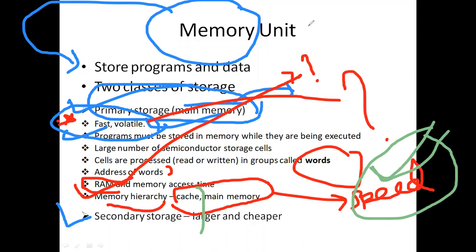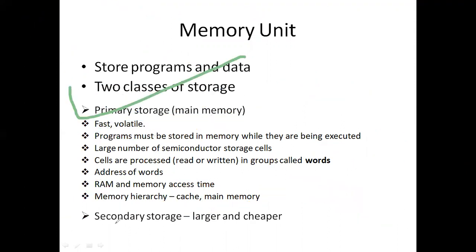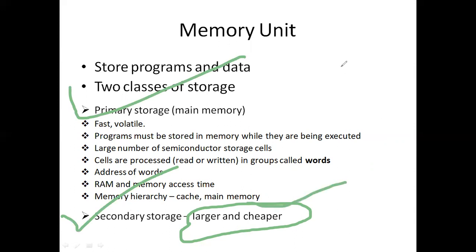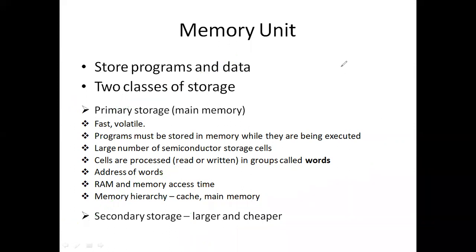Now secondary storage. What we have just discussed is about primary storage. Similarly, we have secondary storage, which is of course larger and cheaper, because that is not so fast. So secondary storage is larger and cheaper in comparison to primary storage.